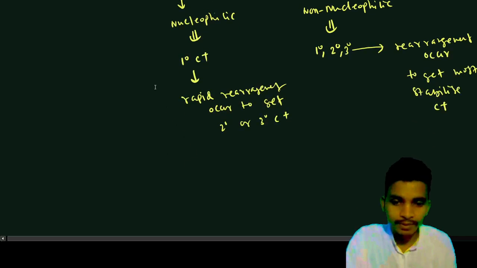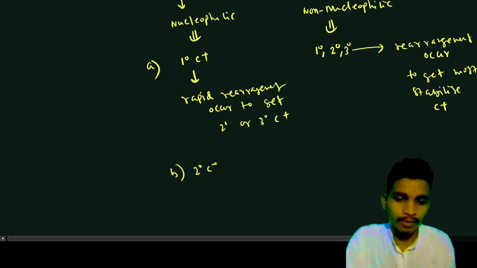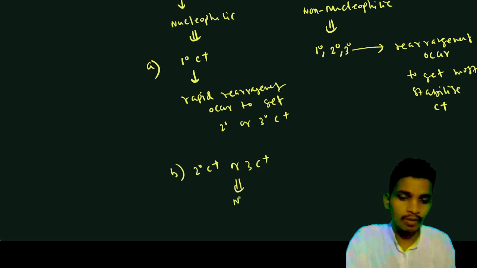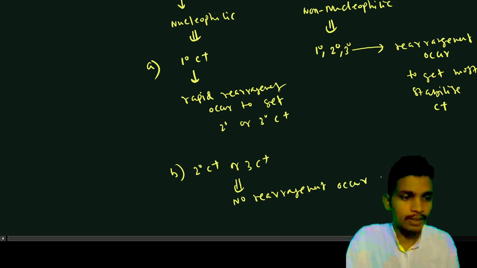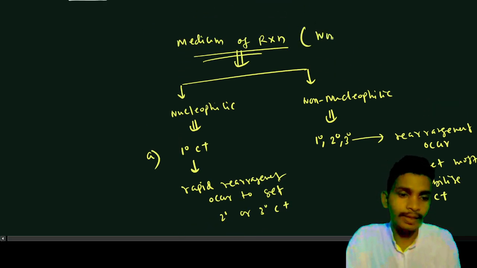But if it is a 2 degree carbocation or 3 degree carbocation, then no rearrangement will occur. And this is the case for the non-cyclic cases.